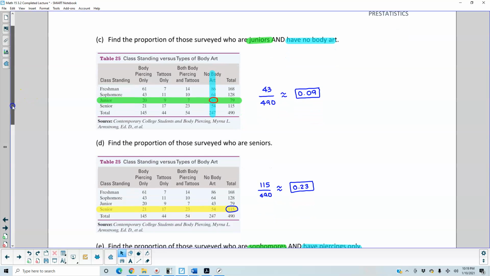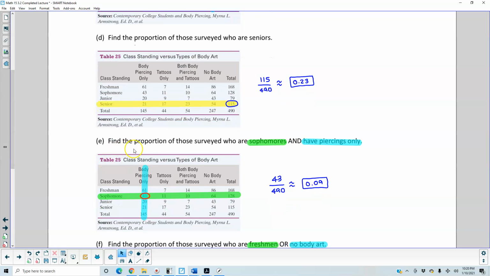Let's look at part D. Find the proportion of those surveyed who are seniors. So if we scroll all the way to the end and they're seniors, all we're looking for is the number that are seniors. So 115 divided by 490 is approximately 0.23. So 0.23 is the proportion of those surveyed who are seniors.